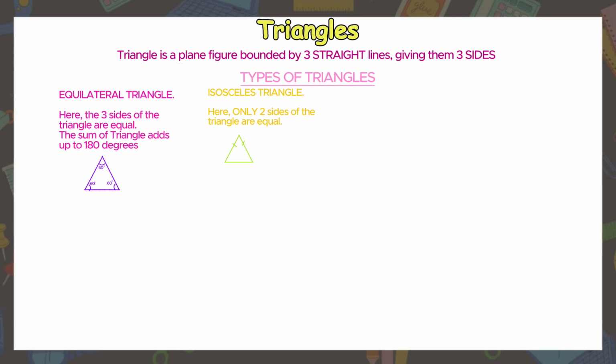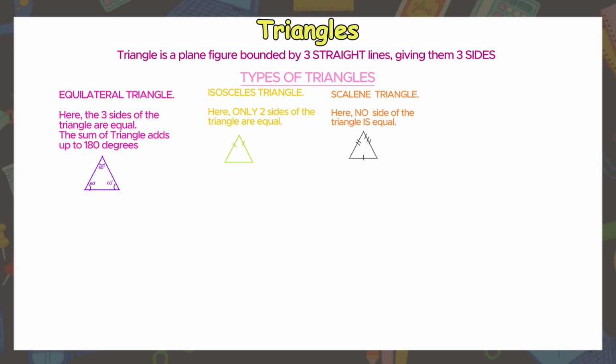Then the next one is what we call the scalene triangle. In a scalene triangle, no side is equal. This one is not equal to this, and this is not equal to this.